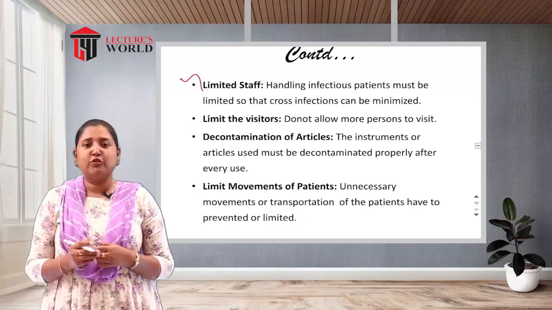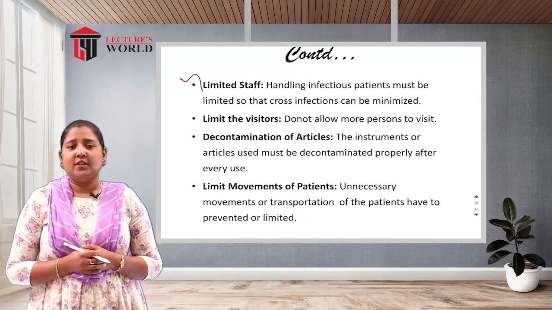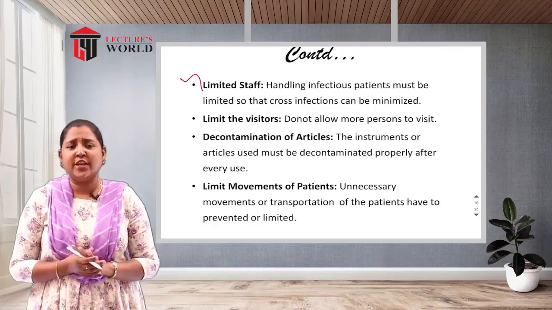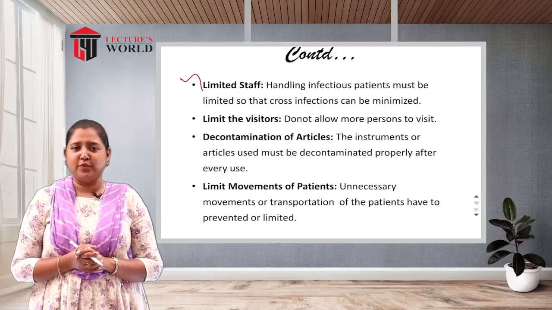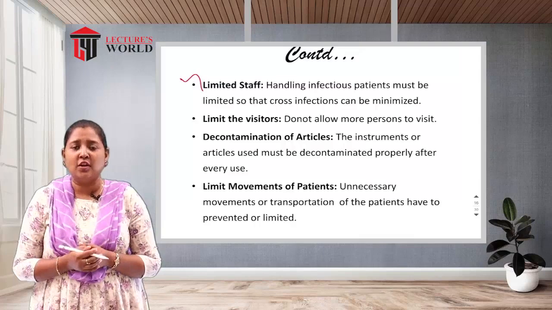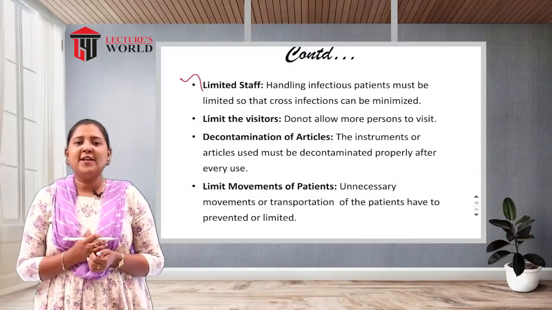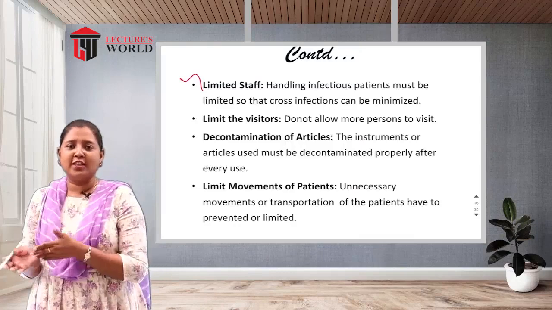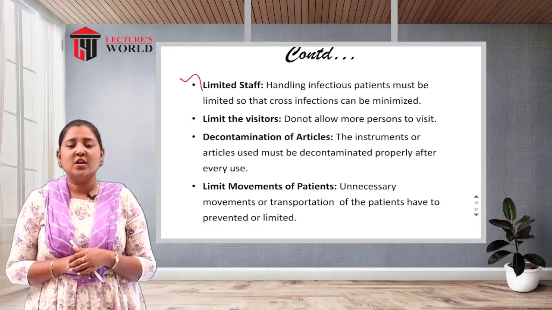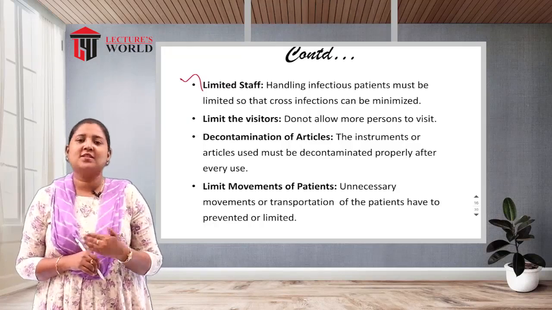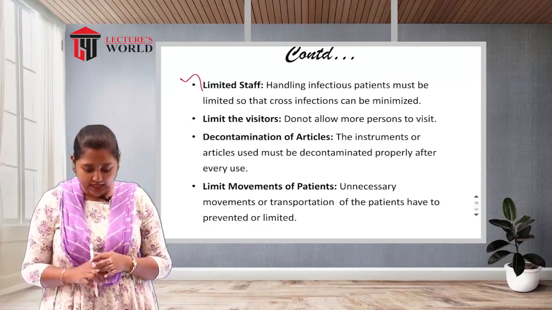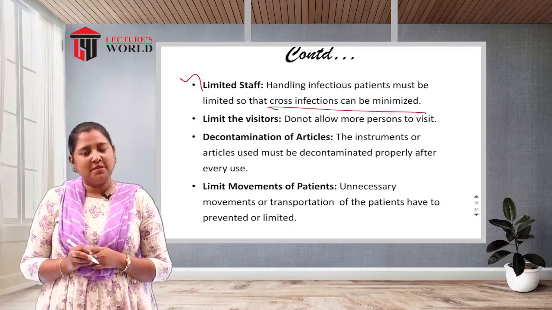And the next point to remember is limiting of staff. You have an isolation ward where you should not allow too many staff to enter to take care of the patients. What happens if too many staff come in and out of the isolation ward? There will be more chances of spreading diseases from the isolation ward to the non-contaminated wards outside. So limit the staff circulating inside the isolation ward so that you can avoid or minimize the chances of contamination between contaminated and non-contaminated areas. So cross infections can be minimized.